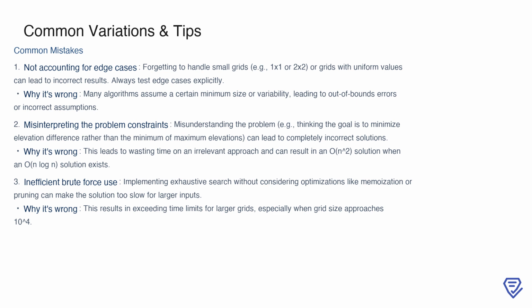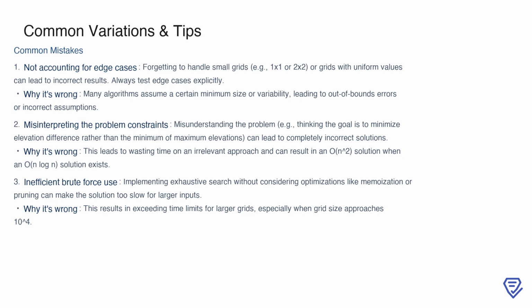For example, small grids like 1x1 or 2x2, or grids where all values are the same, need to be handled explicitly to avoid incorrect results. This often happens because algorithms might assume a minimum grid size or variability, leading to out-of-bounds errors or flawed logic.